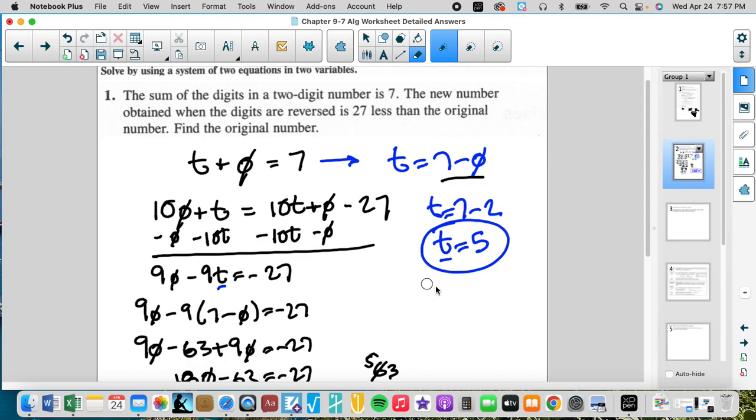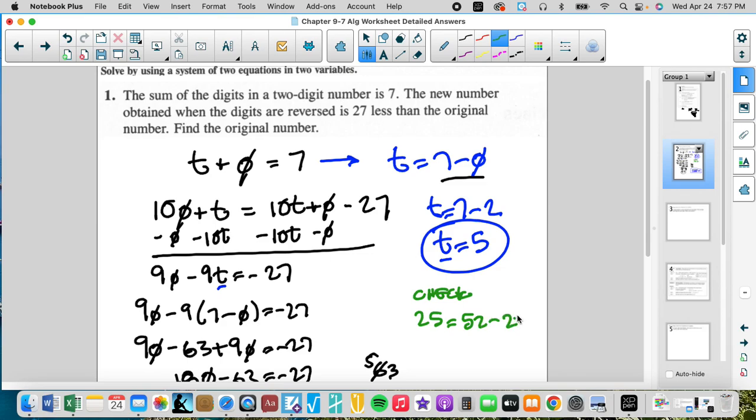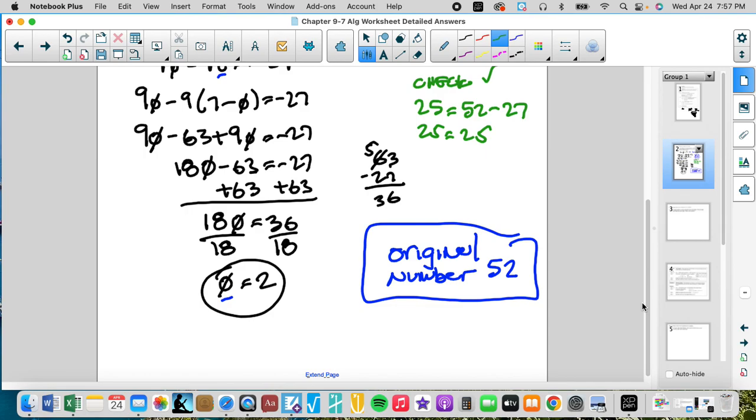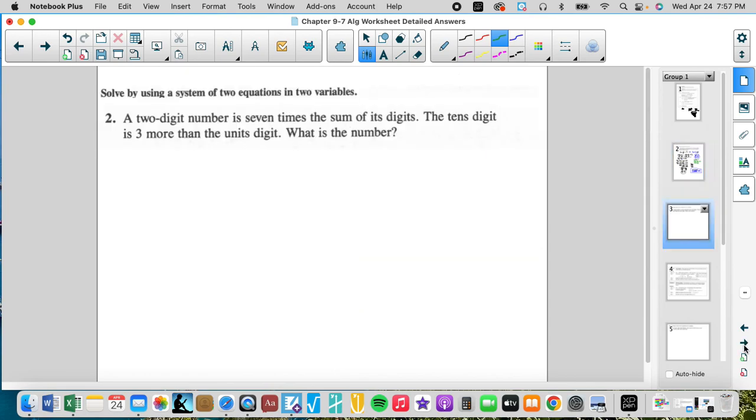Now we're checking. Sorry. Let's check. 5 plus 2 is still 7. Does the new number, so the new number is 25, equal 52 minus 27? Does 25 equal... yeah, 25. 52 minus 27 is 25. And it works. So my original number is 52. Sorry about that. Didn't mean to confuse you.